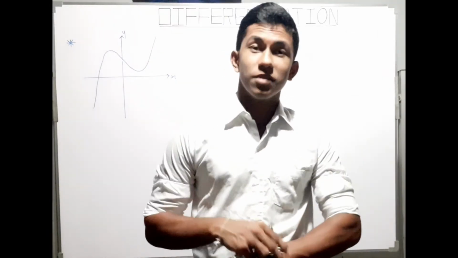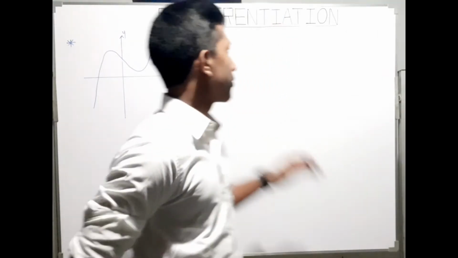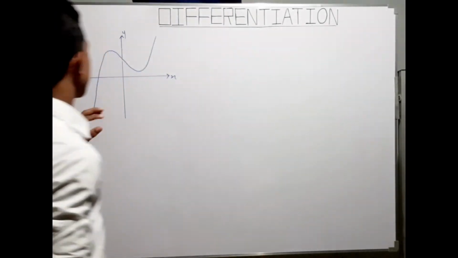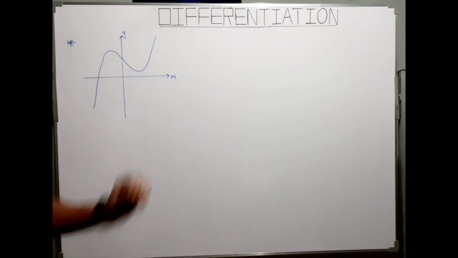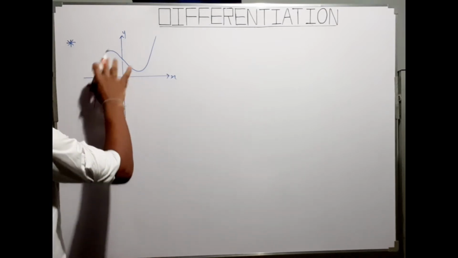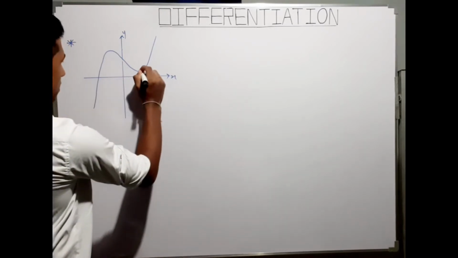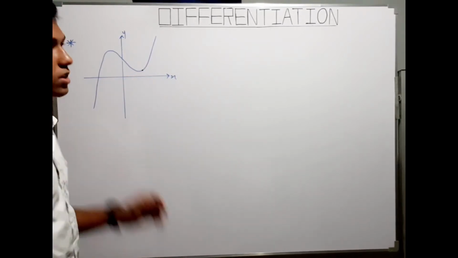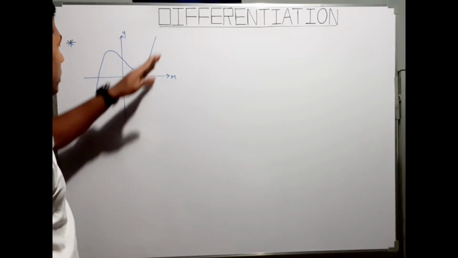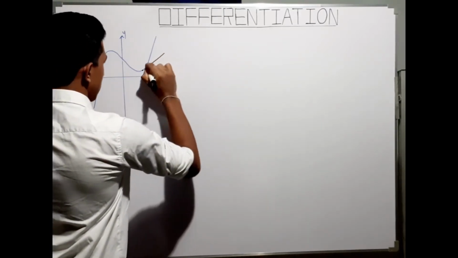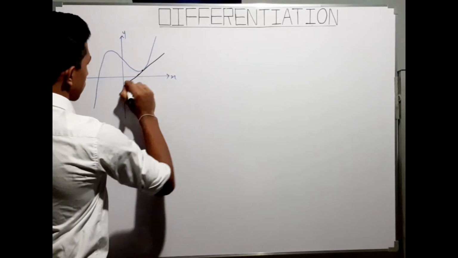Hello guys, so today we'll be looking at the lesson of differentiation under calculus. If you look at this first, you see a graph with a curve. In this curve, the gradient varies from point to point. If we take a specific point such as this, then the gradient of that point is equal to the gradient of the tangent going through that point. It would be something like that, the tangent to that point.